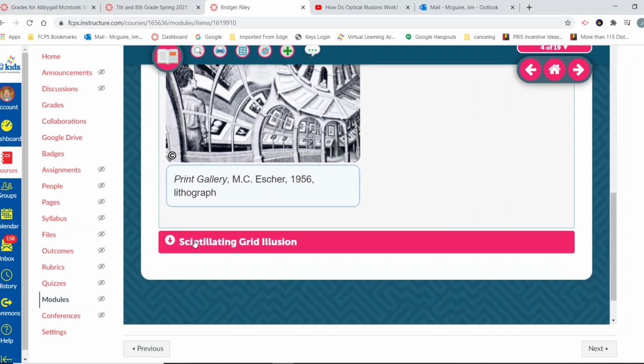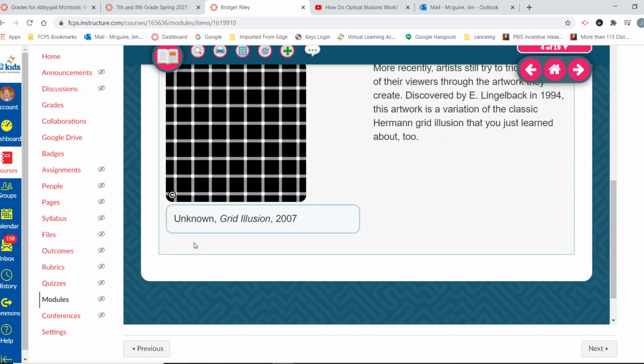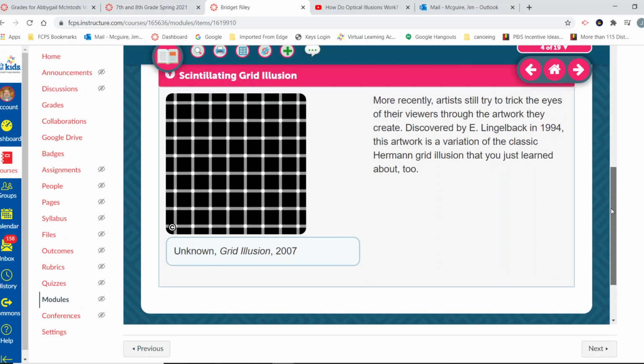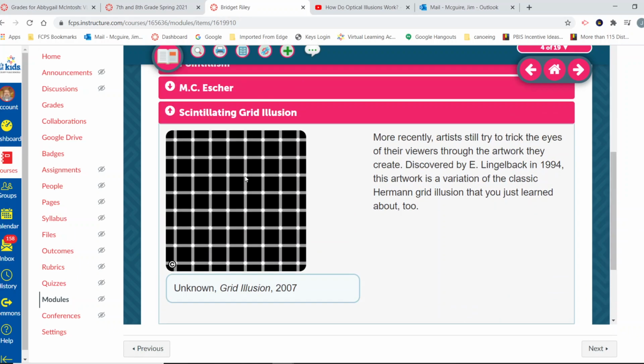We're looking at another version of that Hermann grid. This one makes it even more apparent what's going on in your periphery. If you look at this white dot, for instance, right now, you probably see these little white dots right here flashing, almost black and white, black to white. That's the optical illusion that's created. That's your brain figuring that stuff out.